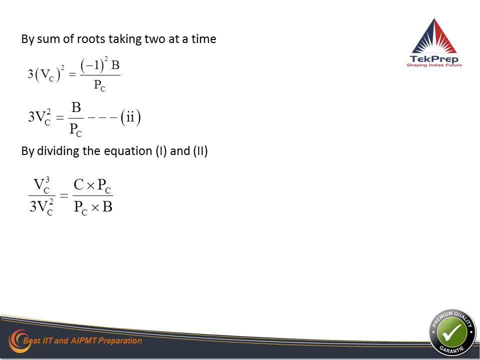As I said earlier, let's go back to the options. When we check it out, the value of Vc equals 3C by B is not the one given in options A and B. So options A and B are already out. So the answer could be only from options C and D. Let's proceed and see which would be the right answer.